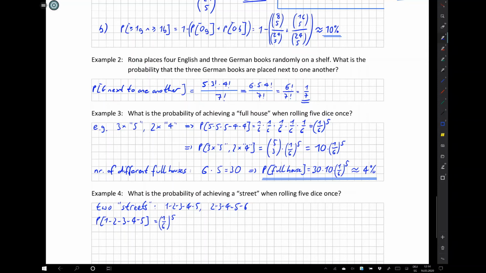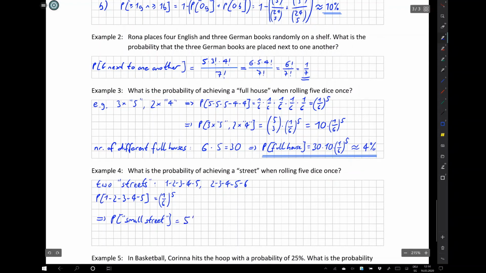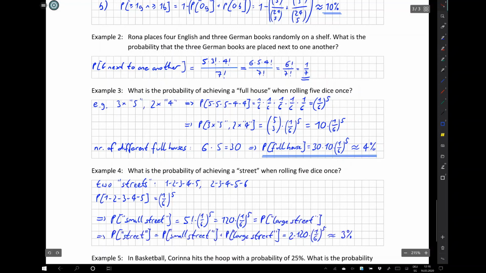The question is, in how many ways can we get this 1, 2, 3, 4, 5 in different orders? Well, there are 5 factorial possibilities, so it's 5 factorial times 1 divided by 6 to the power of 5, which is 120 times 1 divided by 6 to the power of 5. We call this, by the way, this 1, 2, 3, 4, 5 a small street, and 2, 3, 4, 5, 6 is a large street, so the probability of a small street is obviously the same as that of a large street. And to get the probability of a street, we just have to add the 2 probabilities since they are mutually exclusive, and we get in the end approximately 3%.